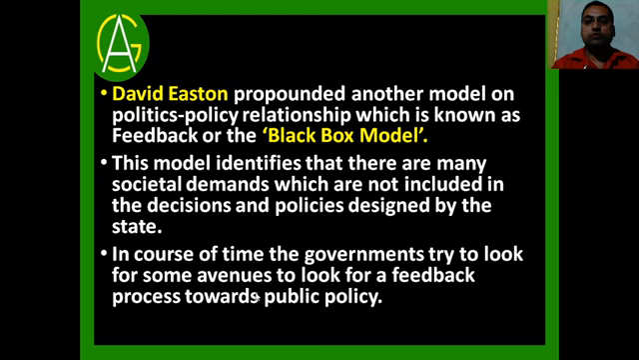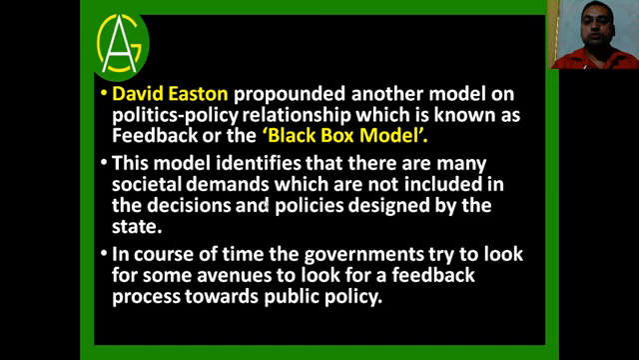public policy. So whatever policy was designed by the government, the public's demand was not satisfied in it, so the public opposed the same. As a result, the feedback was given to the government. Government took this feedback into consideration, and then the policy was modified. So this is considered as policy reform.